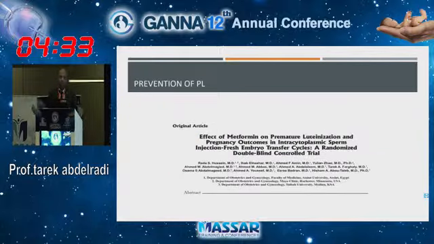A group in our Asyut University made this randomized controlled trial, titled The Effect of Metformin in Premature Luteinization and Pregnancy Outcome on Intracytoplasmic Sperm Injection. It was a randomized double-blinded study, and it included 160 patients in each arm. One arm received metformin during the stimulation, and the other arm did not receive it.